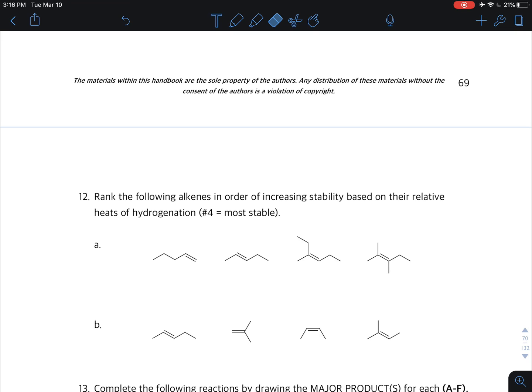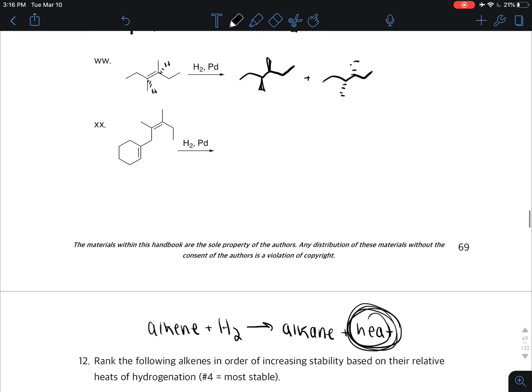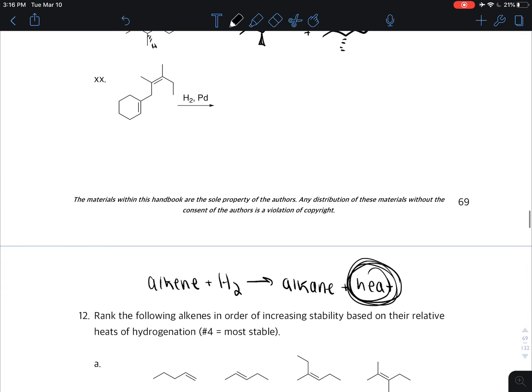Well, heat of hydrogenation is the heat that comes out. So let's basically say I take alkene plus H2 is going to make alkane plus heat. Okay, this is what we're talking about. So that reaction above, we said alkene plus H2 under some sort of catalyst, I'll just say catalyst, is going to make some sort of alkane and release a whole bunch of heat.